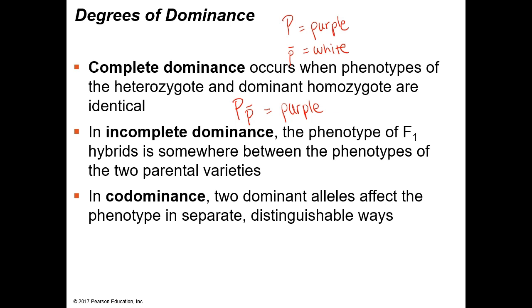In incomplete dominance, the phenotype of F1 hybrids is somewhere between the phenotypes of the two parental varieties. In codominance, two dominant alleles affect the phenotype in separate distinguishable ways. So we will take a look at a couple of examples.